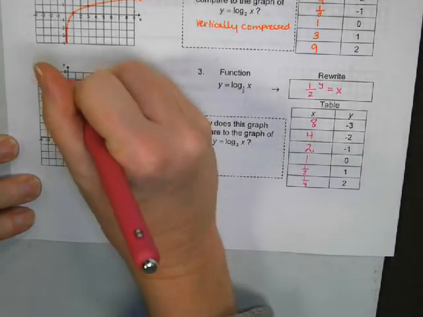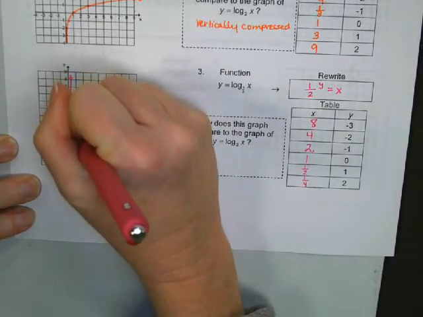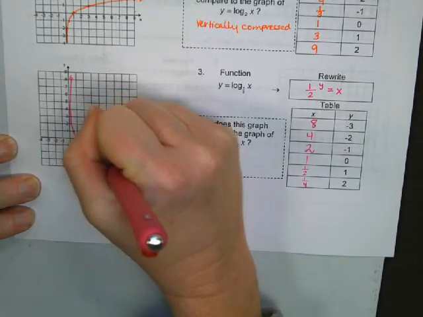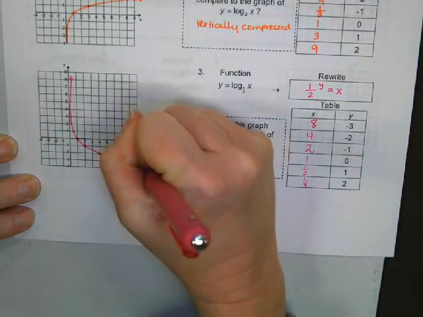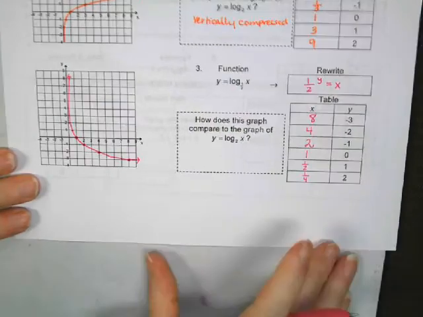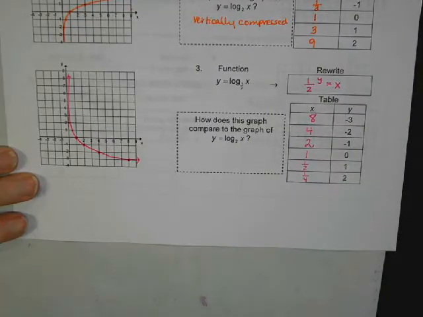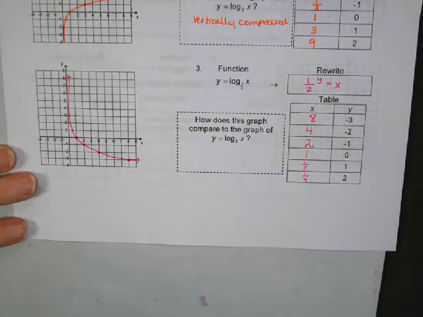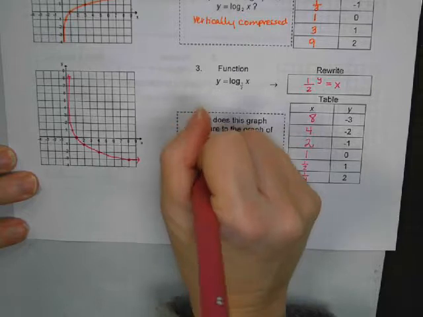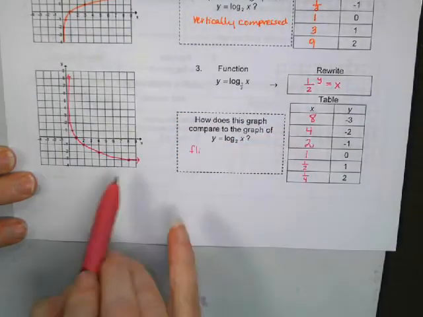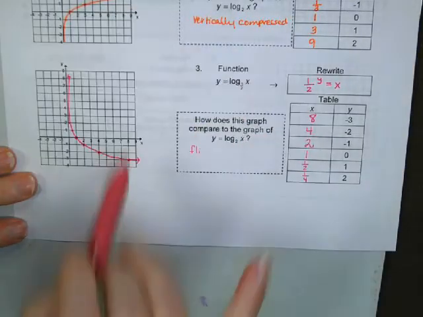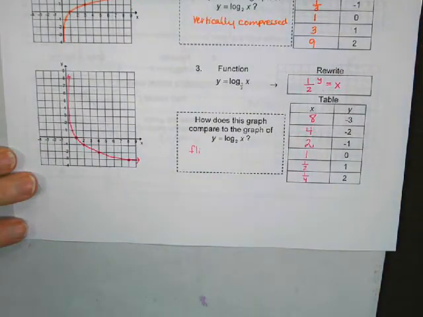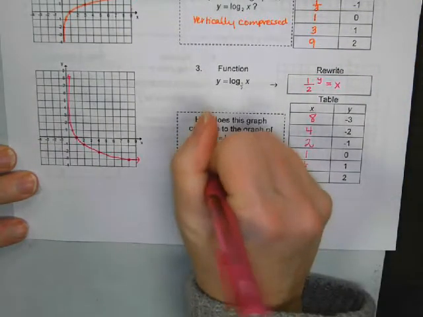The asymptote is 0. Is that right? Yep. So how does this one compare? It's flipped across the x-axis, and it also looks like it's a vertical stretch. If you compare to the first one, it's just flipped. Oh, yeah, my bad.